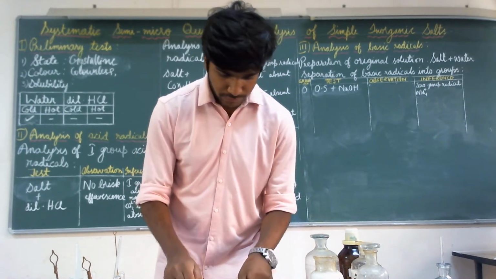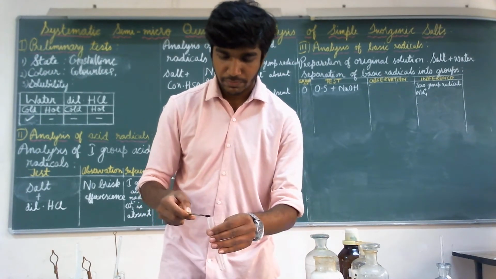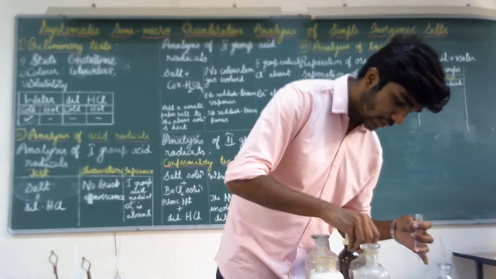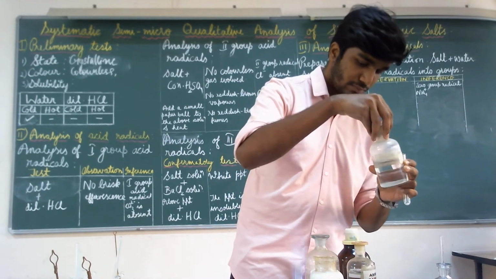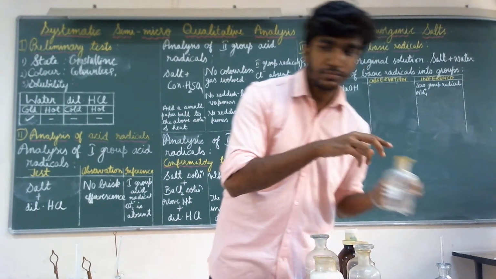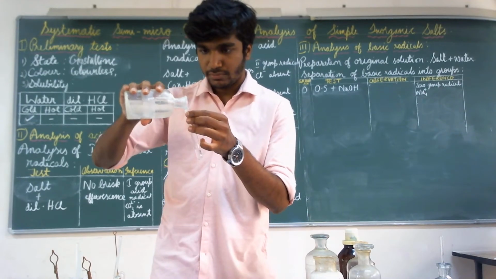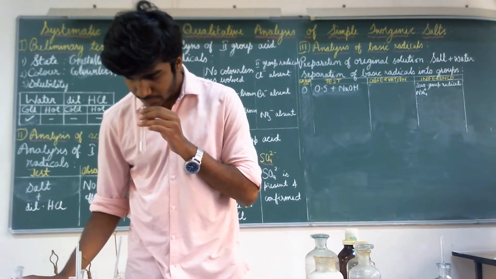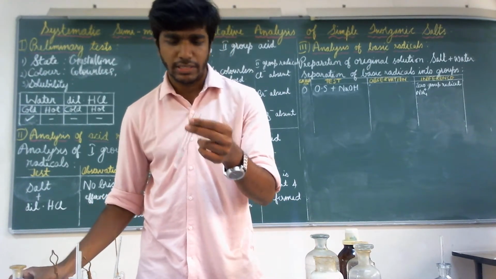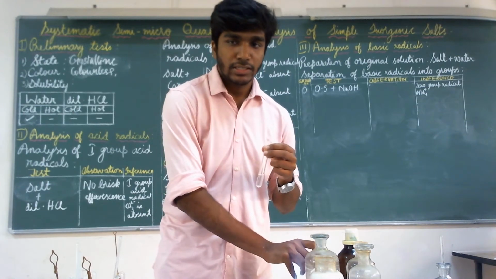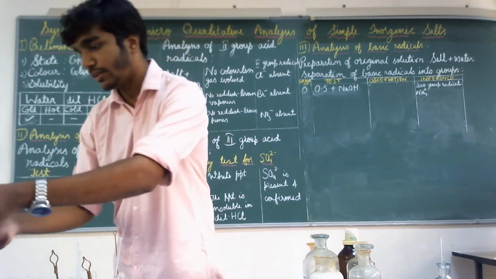So small quantity of the salt is added to sodium hydroxide. I'll add the sodium hydroxide to small quantity of the salt. Shake it well. You have to see if you are getting a pungent odor. Since I'm not getting a pungent odor, it basically indicates that ammonium ion is absent. So we have to move on to the rest of the groups.